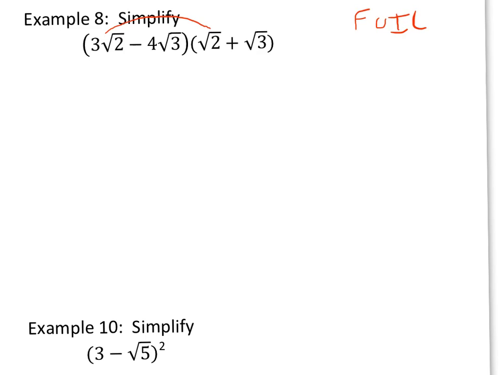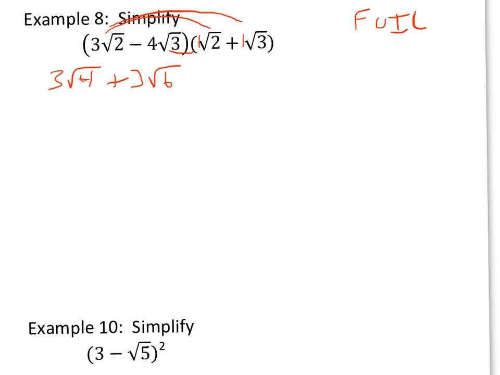So first times first, the 3 is on the outside, so we would write 3. The root 2 and root 2 go together, and that becomes 2 times 2, so root 4. Last, or outside rather, again, just a 3 on the outside. There's no other, that's a 1 in front of it, so that's what we'd multiply, 3 times 1. Root 2 times root 3 is root 6.